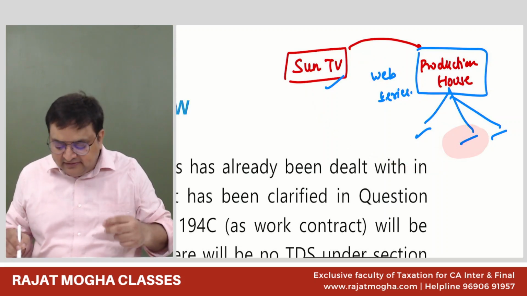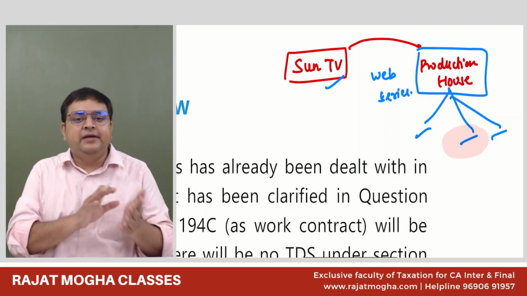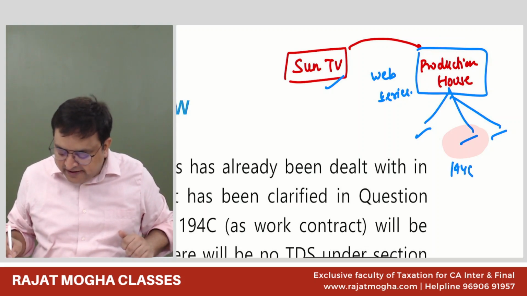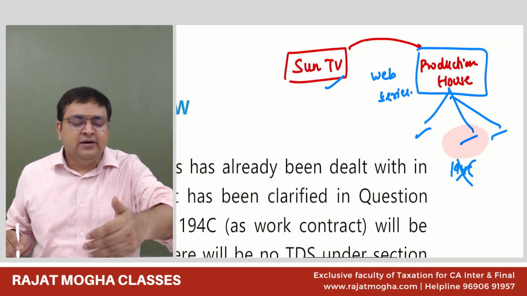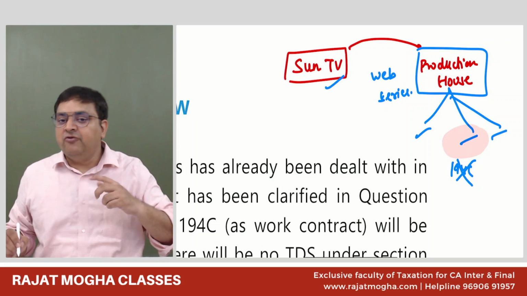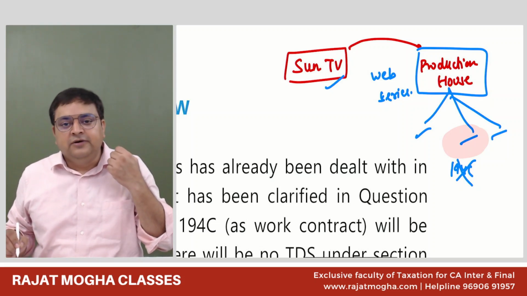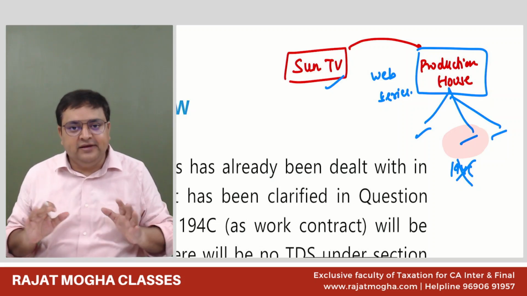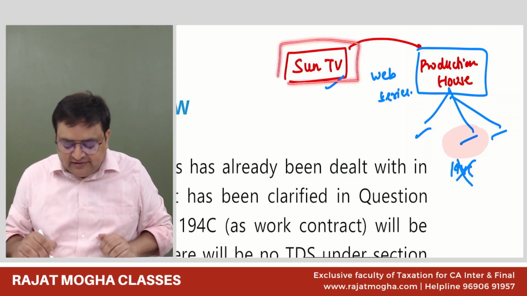Guys, have they done any work for them? No, they have not done any work for them. They have actually sold their ready-made web series to them. So in that case, there would be no 194C implication, because 194C is related to a contract. You are getting some work done from others. Here you have not got some work done from others. You have actually purchased their work. So in this case, there would be no 194C implications. So no TDS.